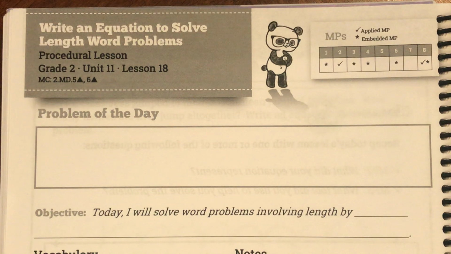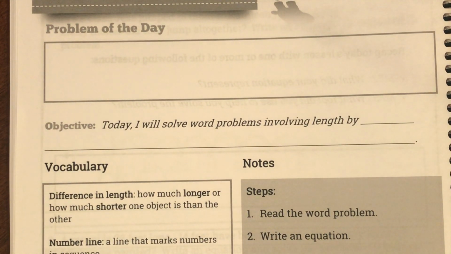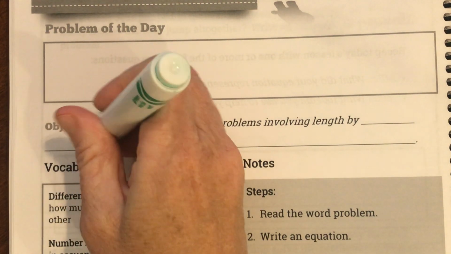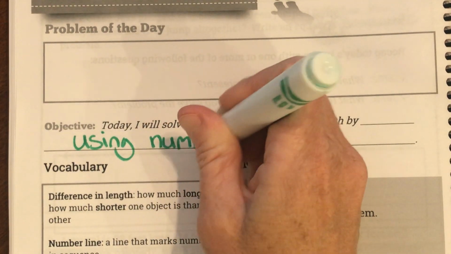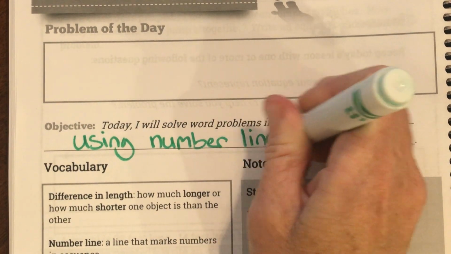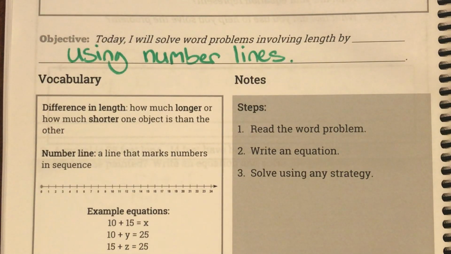So our objective, or our goal, today is: I will solve word problems involving length by using number lines. Okay, and we've been looking at our vocabulary and steps. They have not changed, so today we're just going to jump right into our lesson.